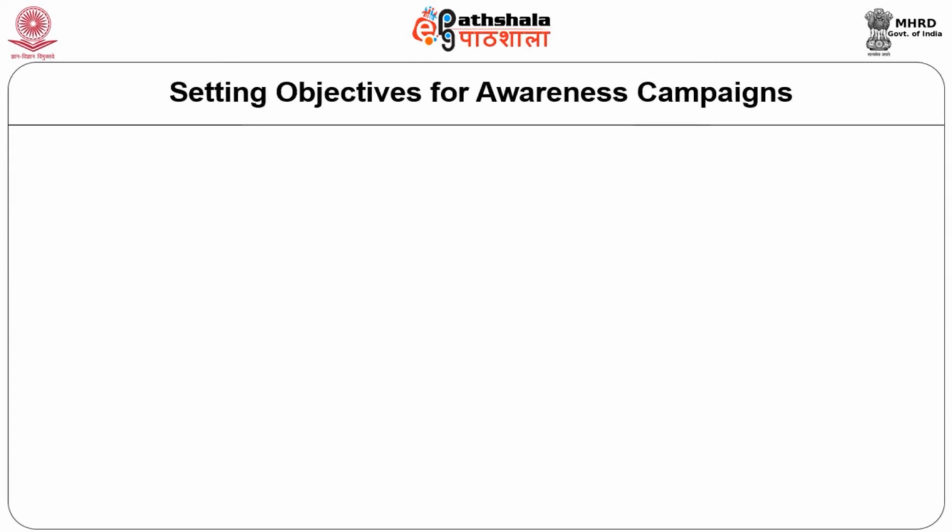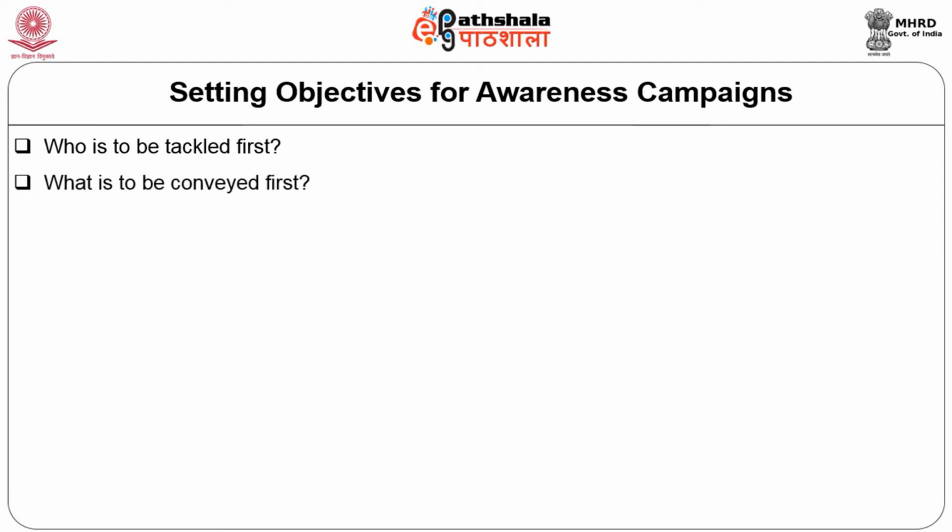So how to do it? We have to set clear objectives, and we have to understand how to go about doing our awareness campaigns. For that, we need to understand who's to be tackled first. So as I said earlier, any communication cannot be directly targeted at the beneficiary always. Sometimes you may have to target people who influence the person's decision making, or sometimes you may have to target a group in which the person lives, to help the person change the behavior. So we have to understand who has to be tackled first and what is to be conveyed first.